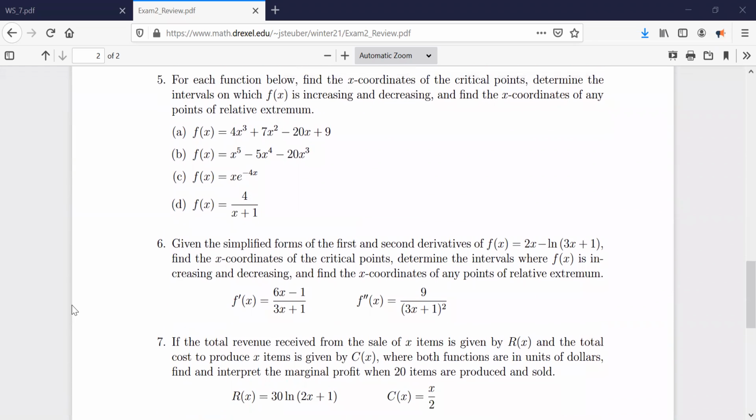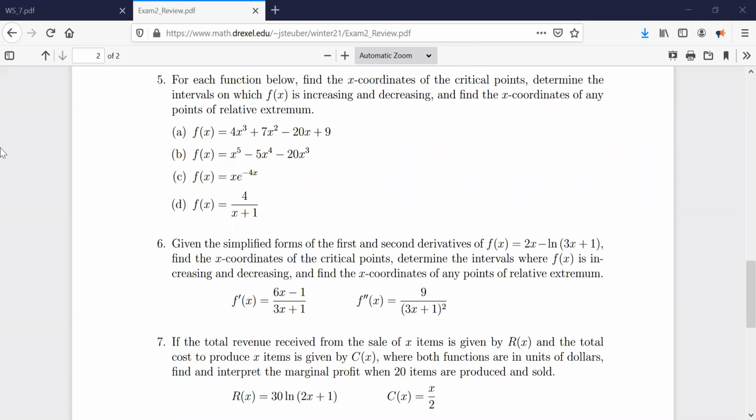So for each function below, find the x-coordinates of the critical points, determine the intervals on which f of x is increasing and decreasing. Find the x-coordinates of any points of relative extrema. So this is what we did last week, right?